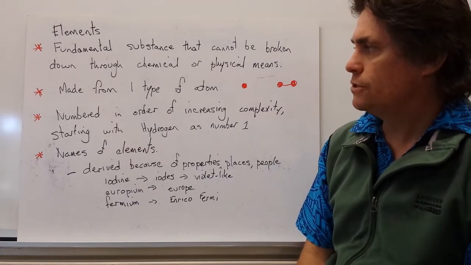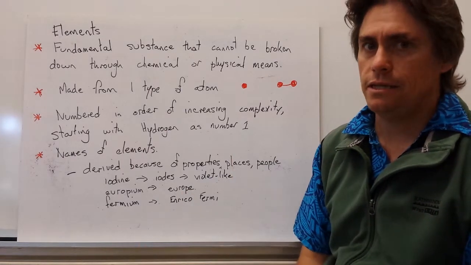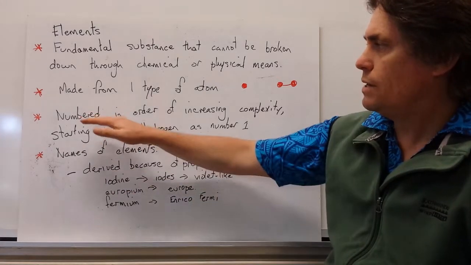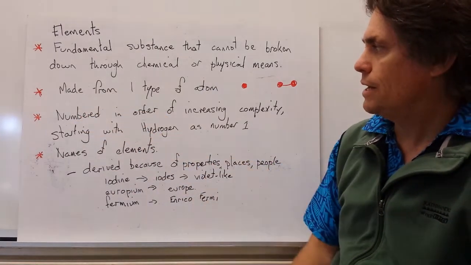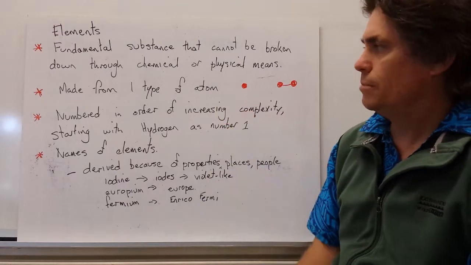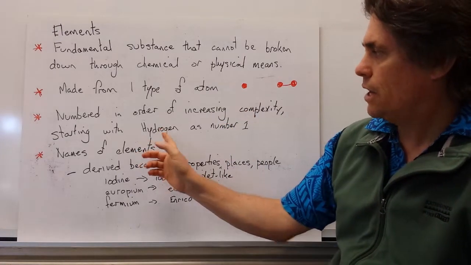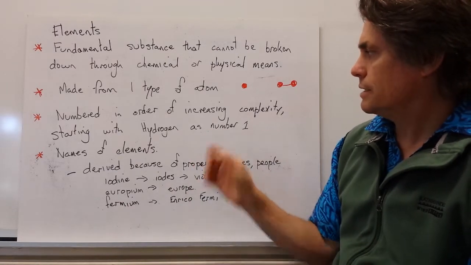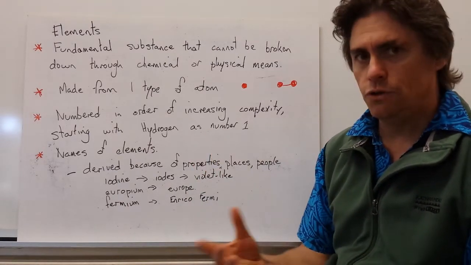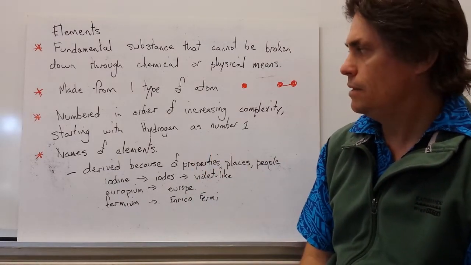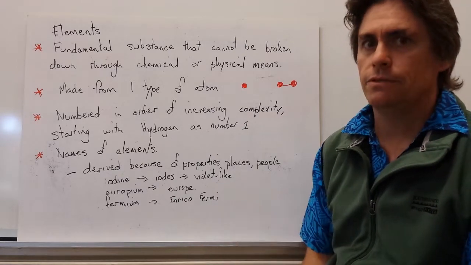Now, in order for us to structure the way that we see the universe, we order or we number our elements in increasing complexity. So our simplest type of element is hydrogen, and we label that as number 1. In future, we'll have a look at the periodic table, and we'll have a look at the numbers of different elements.